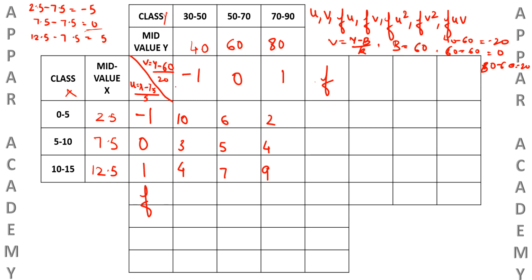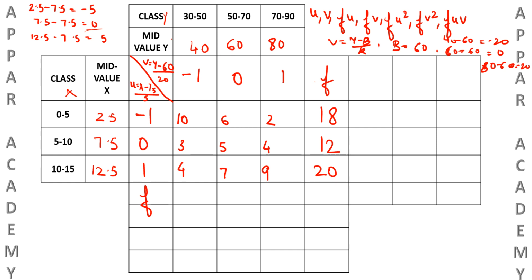So irrespective of what value y takes, what is the frequency that x lies between 0 to 5? We'll consider all the cases of y for this particular class interval of 0 to 5. So this is 10 plus 6 plus 2, which becomes 18. Then 3 plus 5 plus 4 becomes 12. Now for 10 to 15, irrespective of what y takes, the frequency of x lying between 10 to 15 is 4 plus 7 plus 9, that is 20.